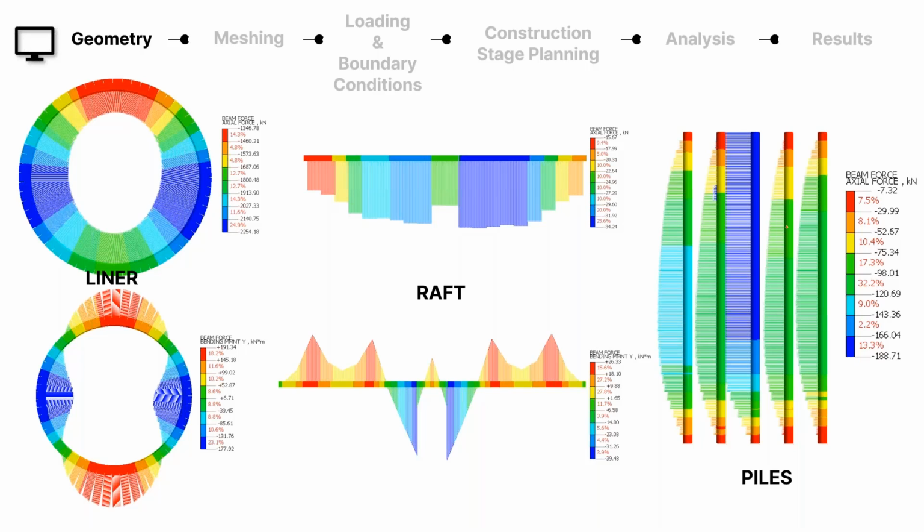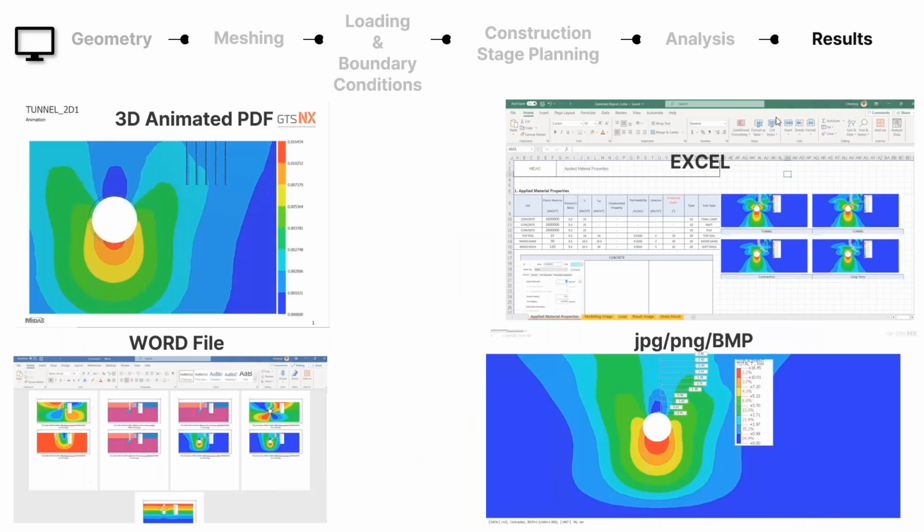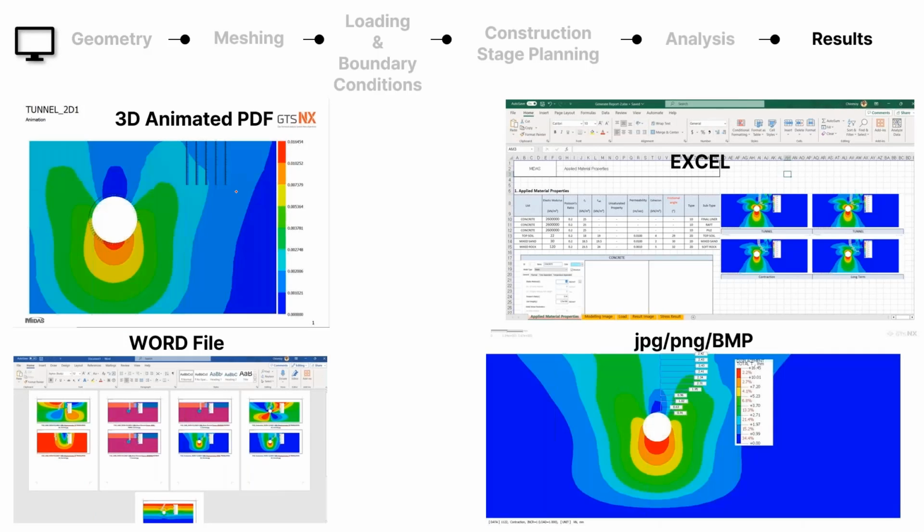In terms of output, you can export the 3D PDF report out of it, or you can export the entire thing into Excel. We'll have the inputs and all the load conditions defined along with the results. Or you can export all the images into a Word file, or you can export the image into JPEG, PNG, or BMP format.